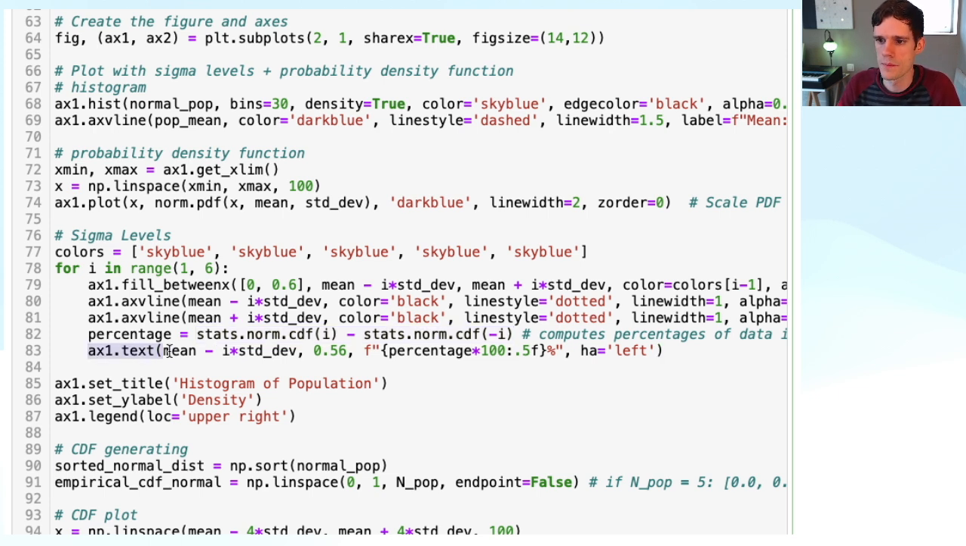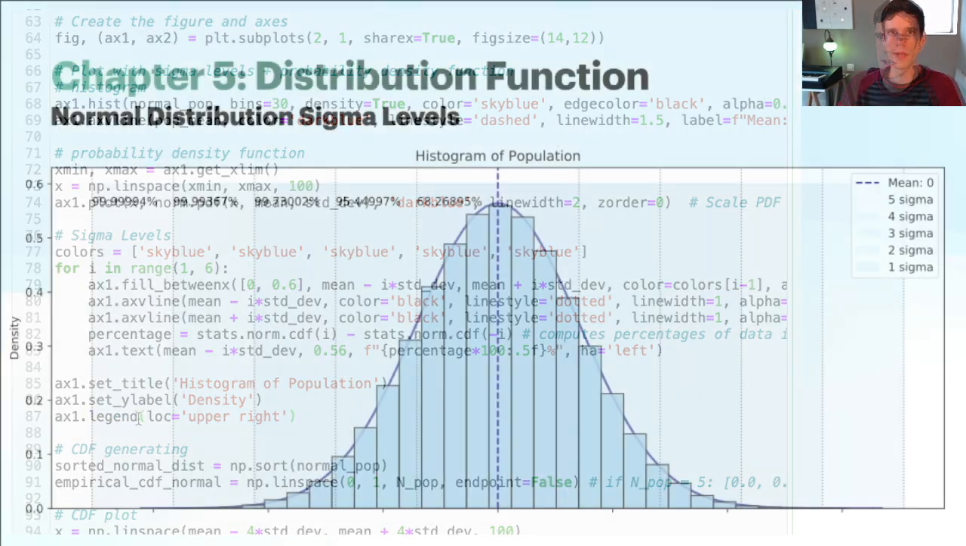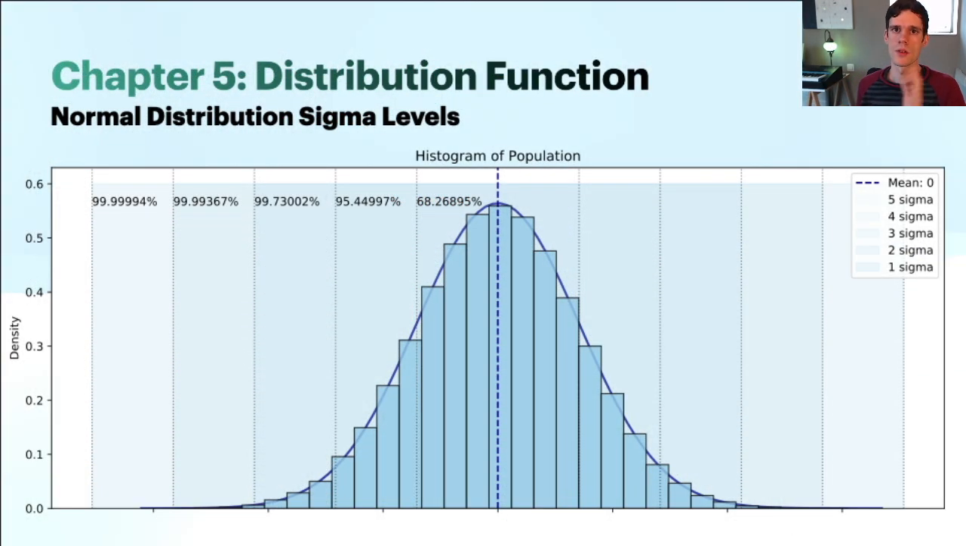And then this last line is to print these percentages as a string onto our figure. Now, if you want more details about each line, of course, I refer you to the Code for Data Science YouTube channel and the corresponding video. Then we add a title to our histogram, we set a y label being the density, and we add a legend which contains all of the sigma levels, 5 sigma, 4 sigma, and so on and so on. And this is how we bridge the gap between, on the one hand, standard deviations or sigma levels and data intervals on the other hand.